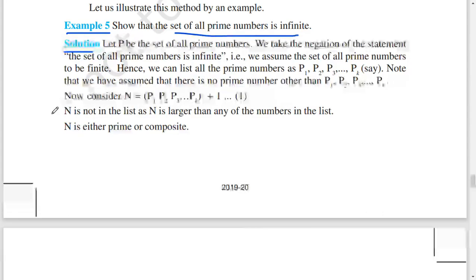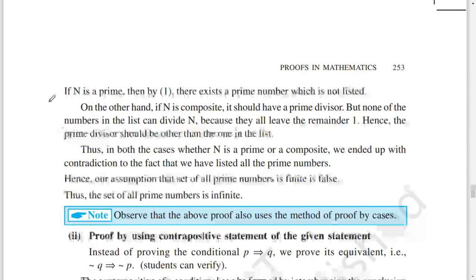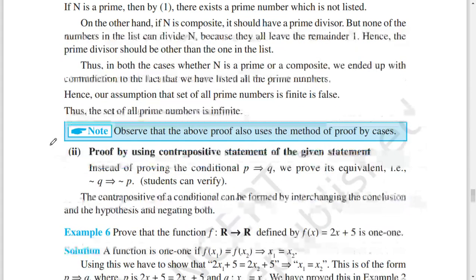n is not in the list as n is larger than any of the numbers in the list. n is either prime or composite. If n is prime, then by 1 there exists a prime number which is not listed. On the other hand, if n is composite, it should have a prime divisor, but none of the numbers in the list can divide n because they all leave the remainder 1. Hence, the prime divisor should be other than the one in the list. Thus, in both cases, whether n is prime or composite, we end up with a contradiction to the fact that we have listed all the prime numbers. Hence, our assumption that the set of all prime numbers is finite is false. Thus, the set of all prime numbers is infinite.